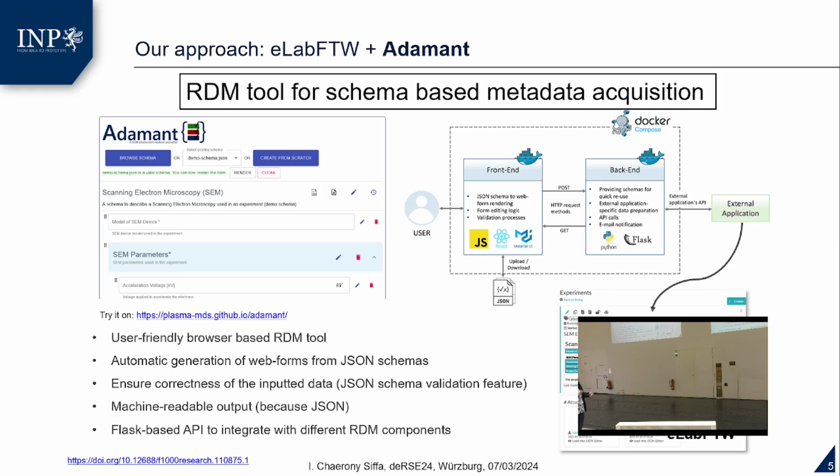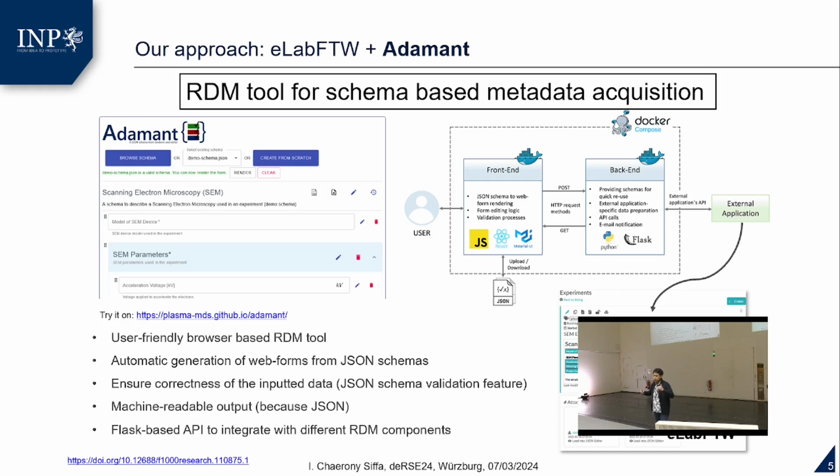So in a nutshell, Adamant is just a tool to document your experiment metadata in a structured way. It's a browser-based tool. Hopefully it's really user-friendly so that users can simply use it without any hassles. We developed it using the React.js framework. And also, it's based on the JSON schema standard.